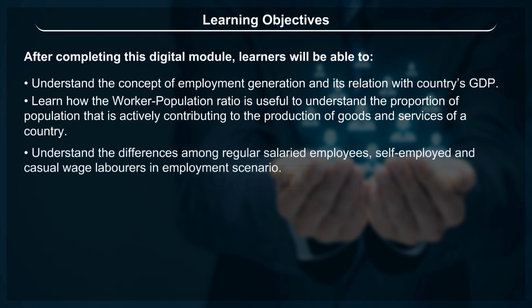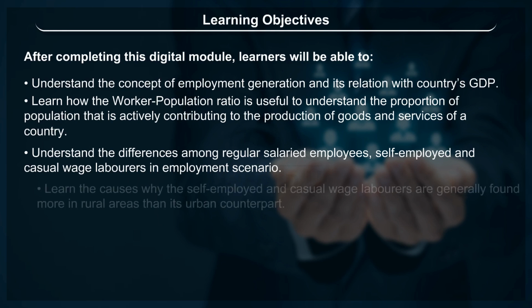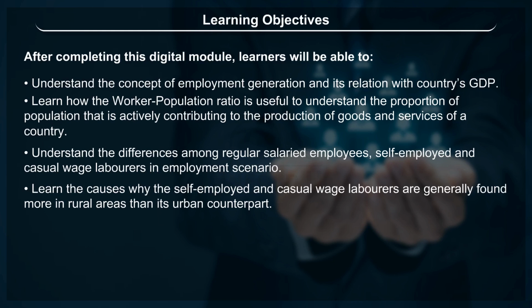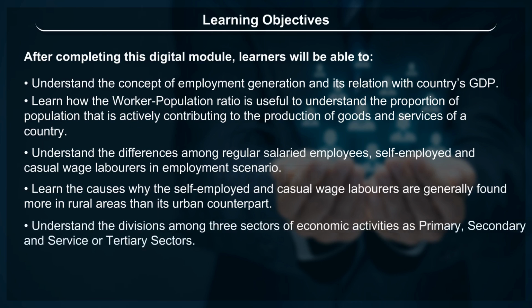Understand the differences among regular salaried employees, self-employed and casual wage laborers in the employment scenario. Learn the causes why the self-employed and casual wage laborers are generally found more in rural areas than in its urban counterpart. Understand the divisions among three sectors of economic activity as primary, secondary and service or tertiary sectors.